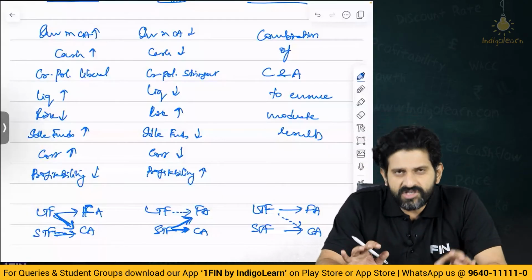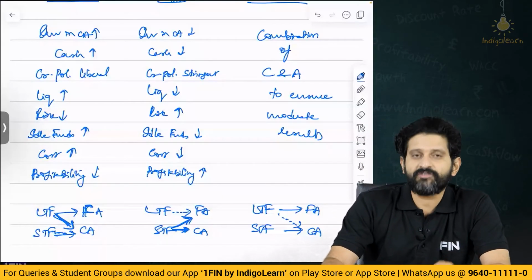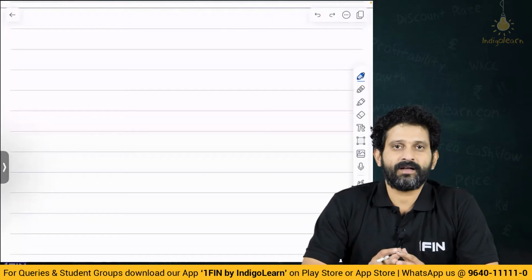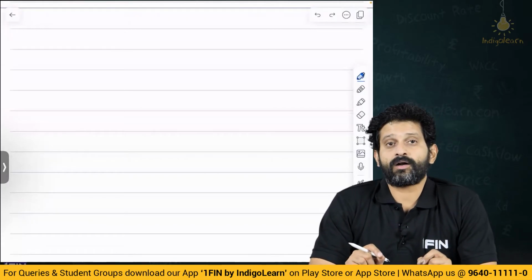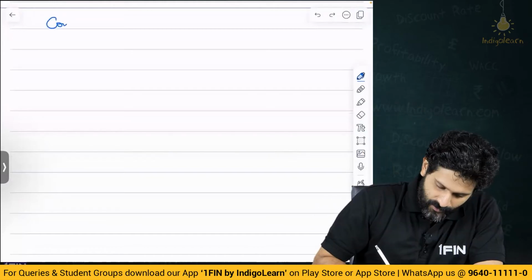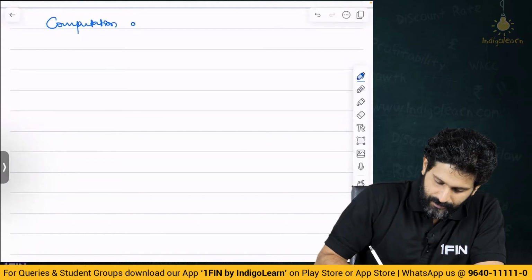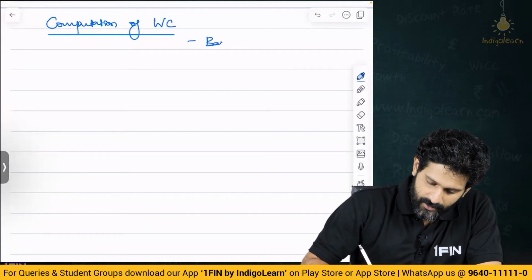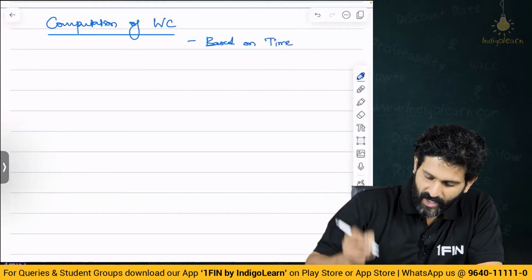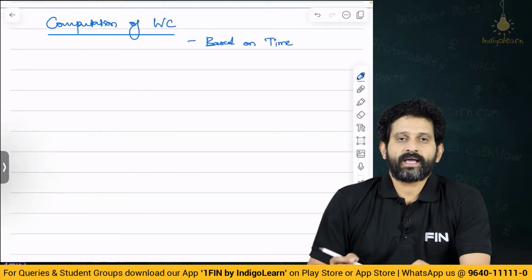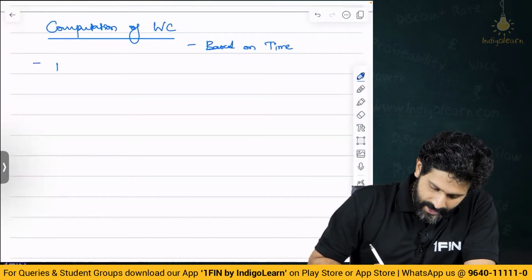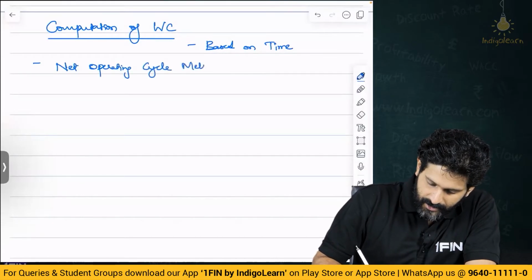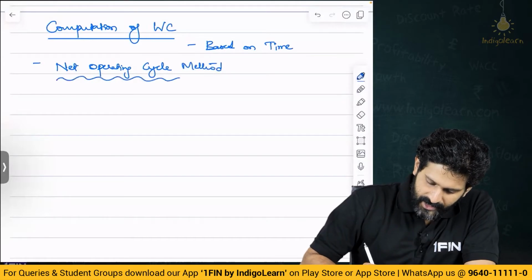Let us now move into the most important aspect, that is computation or estimation of working capital required. So friends, let us now move into the most important area in this chapter, that is computation of estimated working capital. Now friends, we said there are two methods to compute. Firstly, we will follow the one based on time. What is the method which we use to compute the working capital based on time? That is the net operating cycle method.